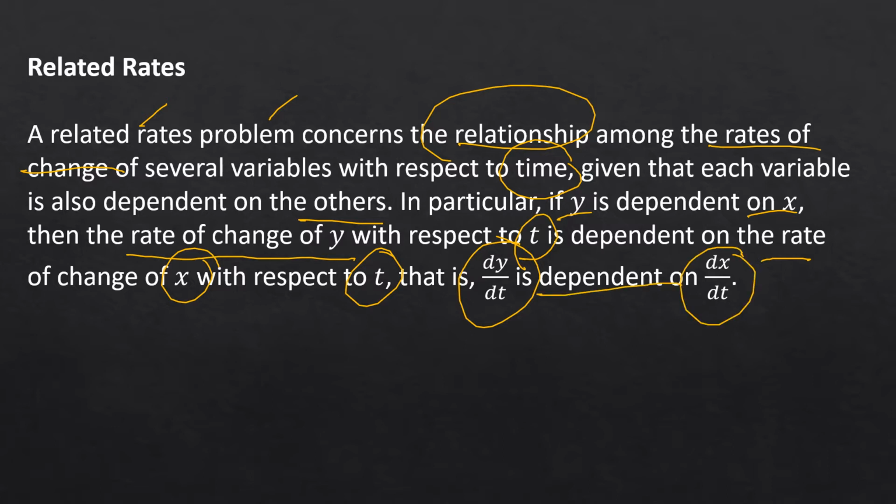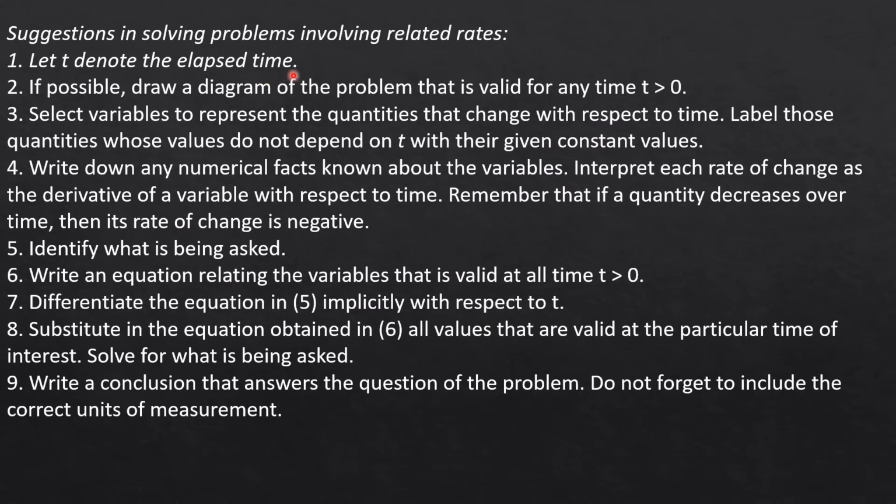Now, for us to understand this, let's have the first problem. We should let t denote the elapsed time, and if possible, we must draw a diagram of the problem. We select a variable to represent the quantities. So let's say if that is for volume, we have v, height, we have h, and others. Write down the numerical facts. So ibig sabihin, the given must be written down so that we can interpret also the rate of change of the derivatives. Okay. And remember, if a quantity decreases over time, then its rate of change is negative, or the derivative is negative. Okay? So kapag nagde-decrease, ang derivative daw ay negative.